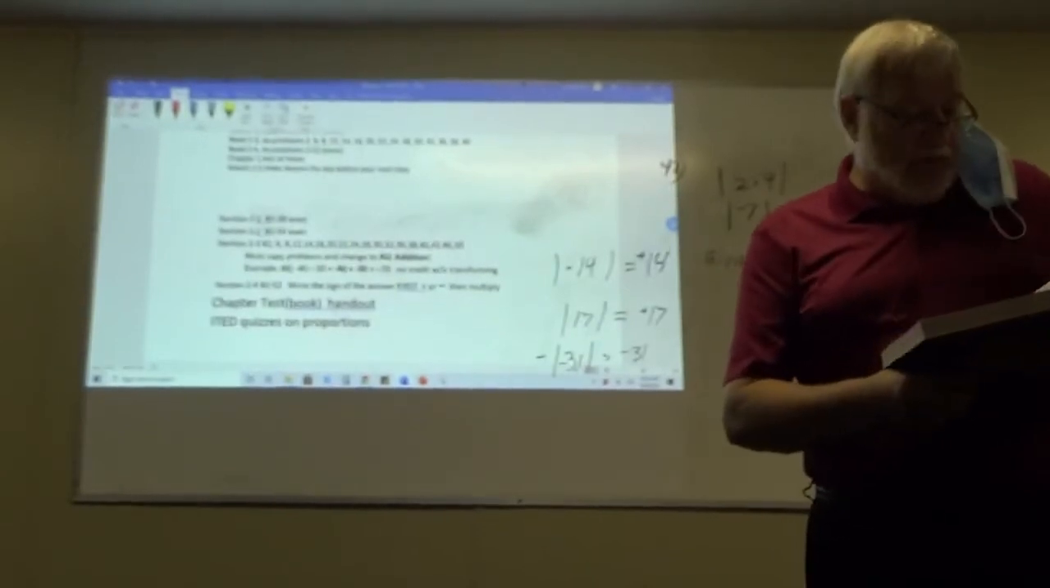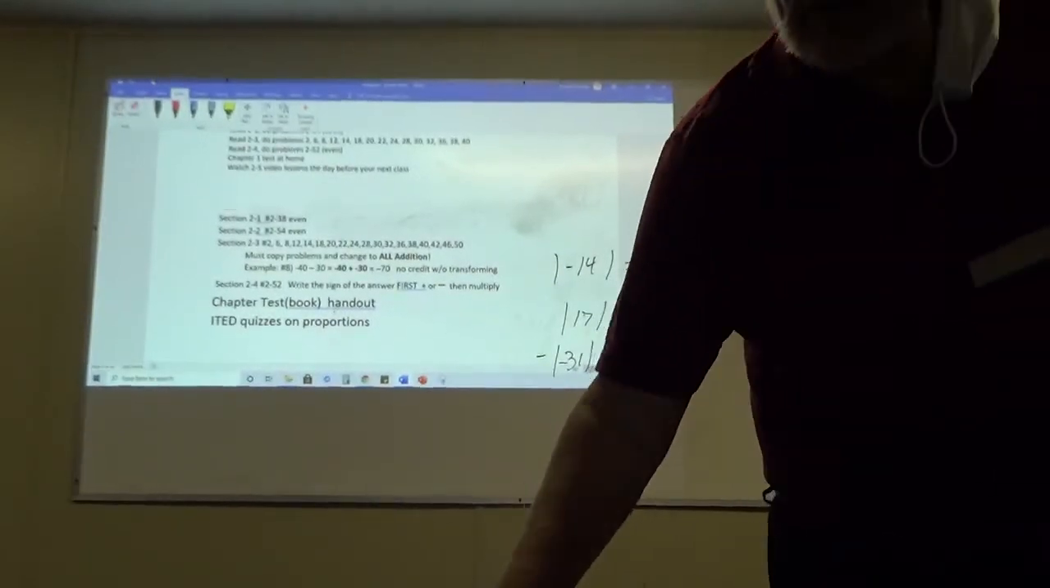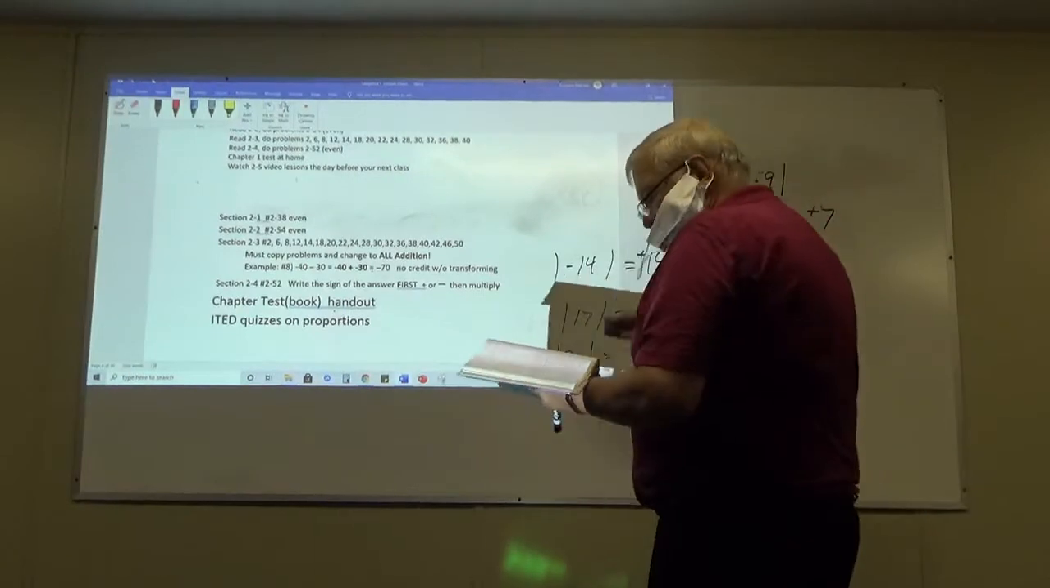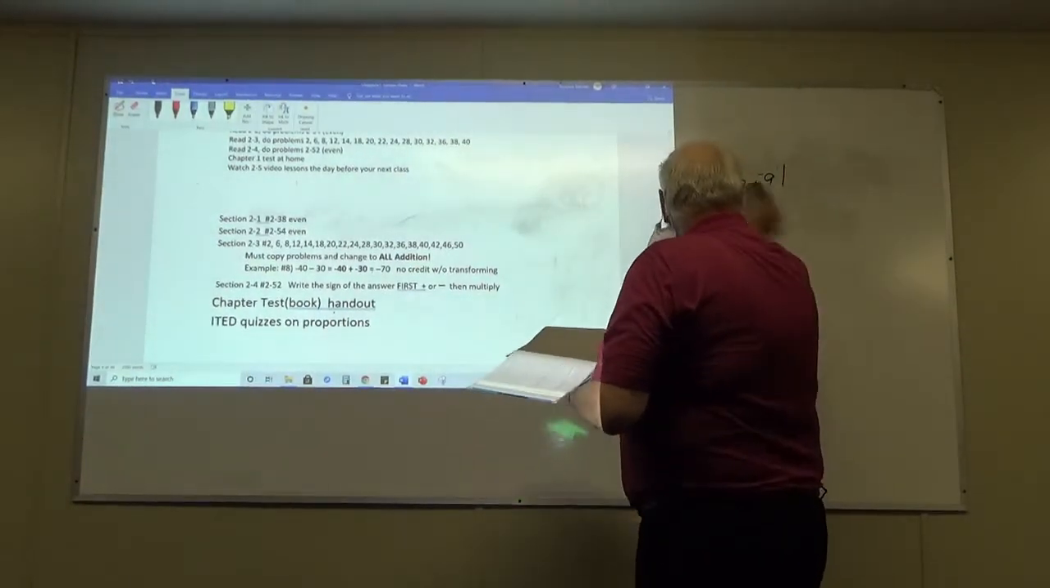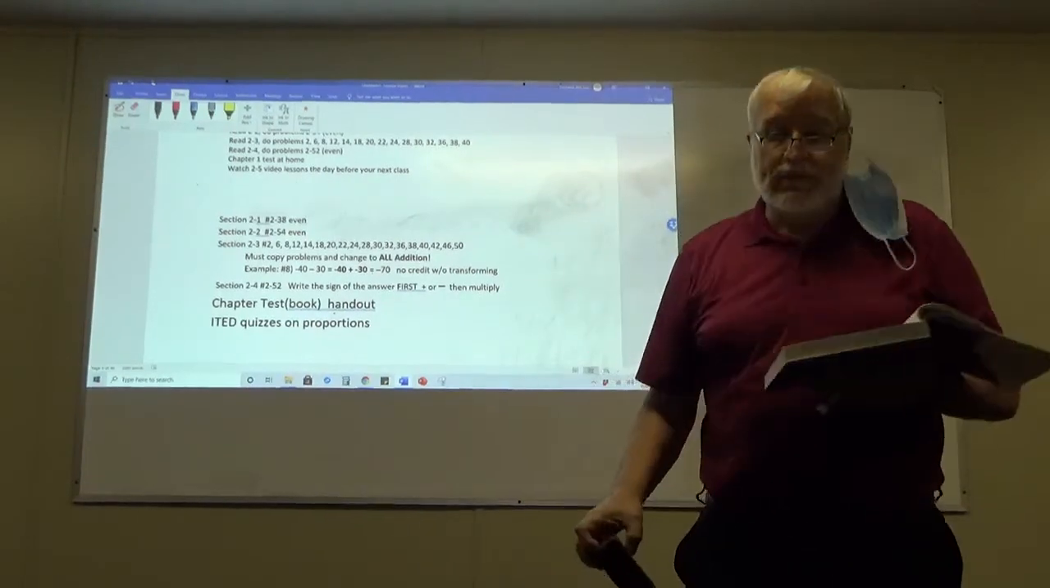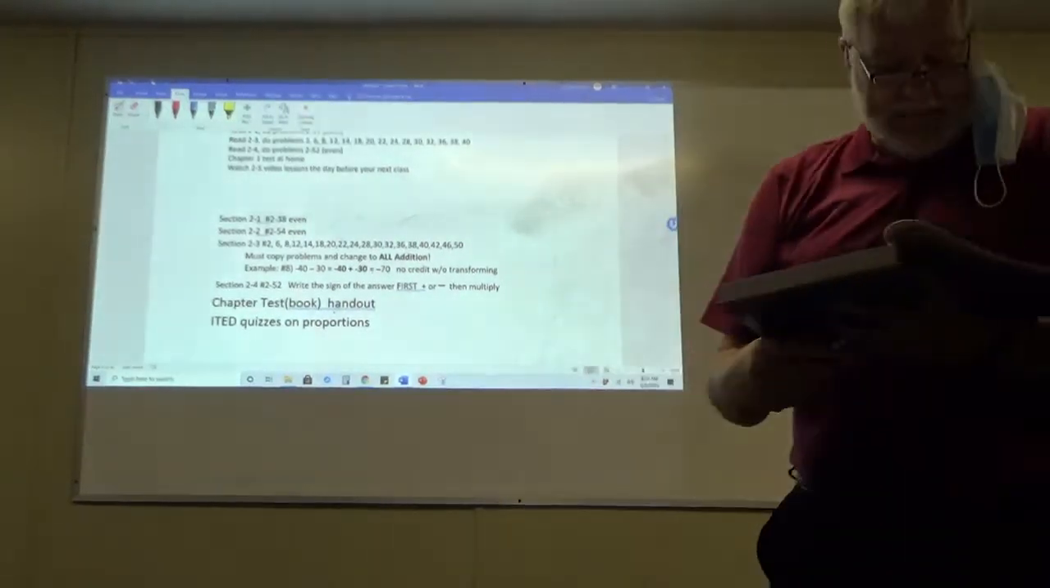What do you see in problem 44? All right, 6 minus negative 4. So I see, should you be doing copy, change, change? Yes. All right, so let's copy the problem then.